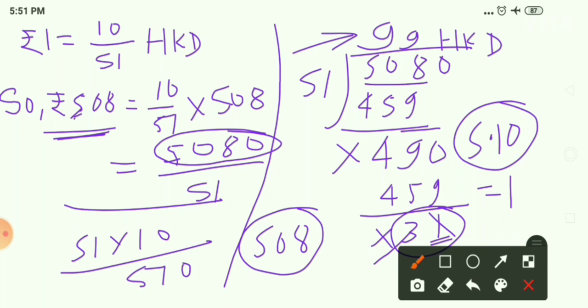So in this way we have solved all these questions. I hope that you have understood very well today's session, which was money from different countries.